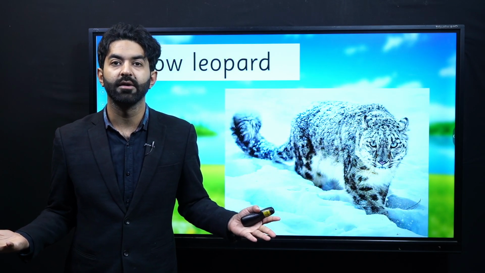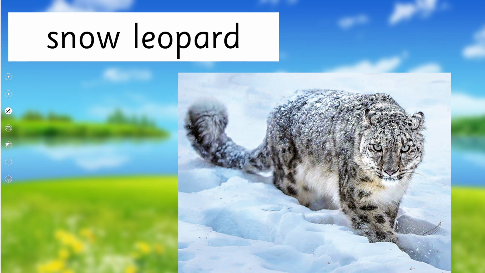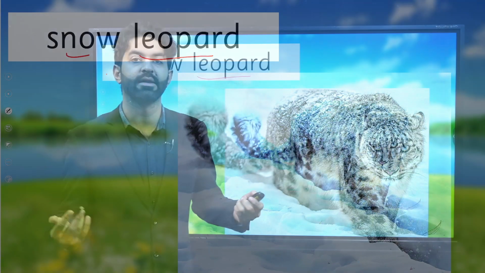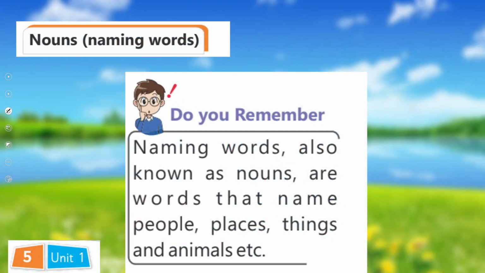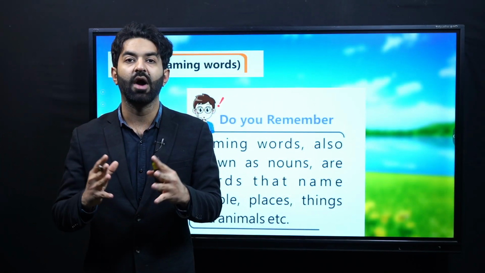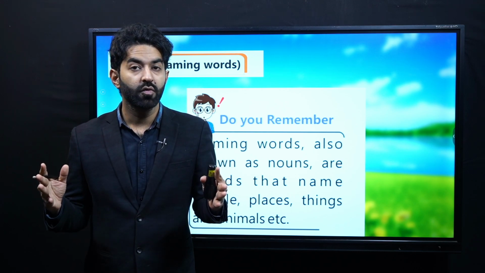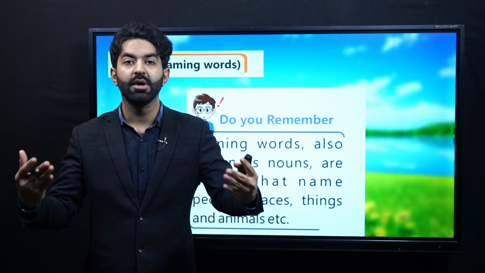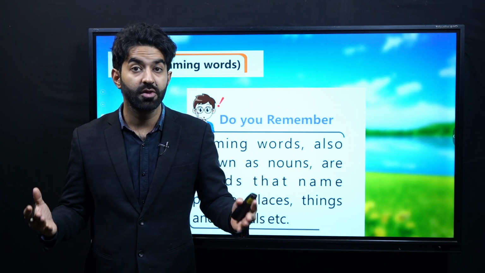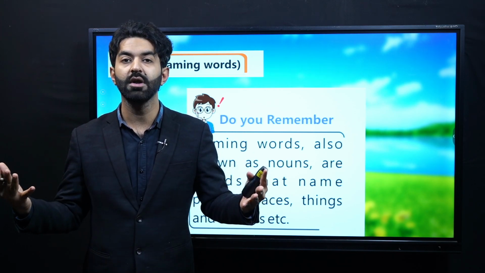And what about this one? It's a snow leopard. Now, made up of two words, snow leopard. It's the name of this animal, and hence this is a naming word. Now, students, I hope that we have enjoyed seeing the visuals and different pictures. We have understood the naming words, how different things have names. There are persons, places, or anything, and they also have different names.